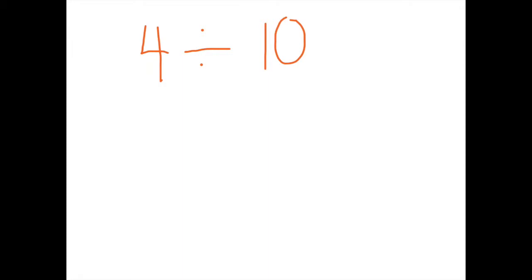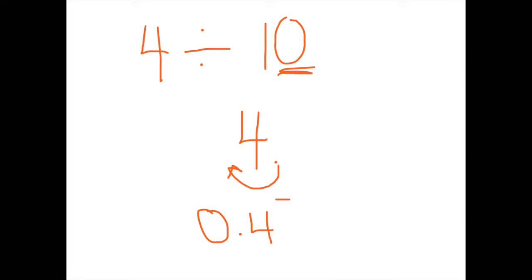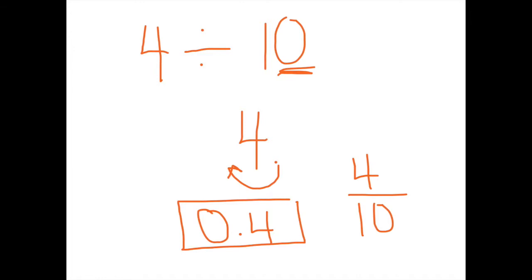Back to the basics. 4 divided by 10, realizing that a whole number's decimal is always on the right hand side. You have 1 0. Let's move the decimal over once this direction, and we get our answer of 0.4 or 4/10, which looks like this as a fraction. That's it.